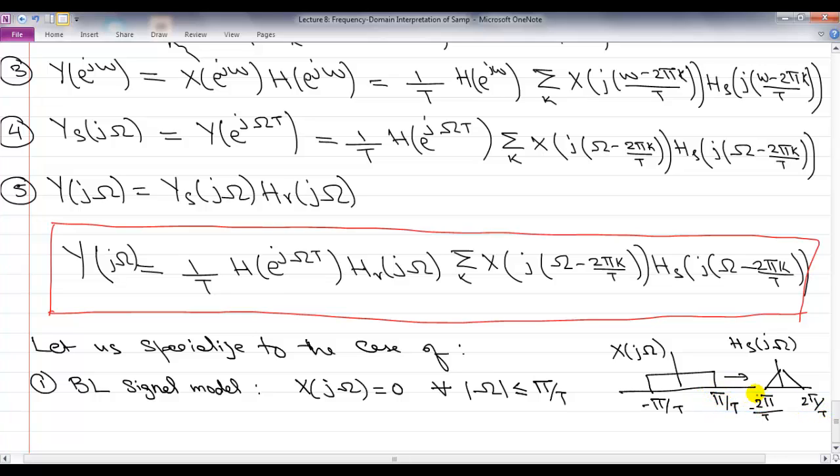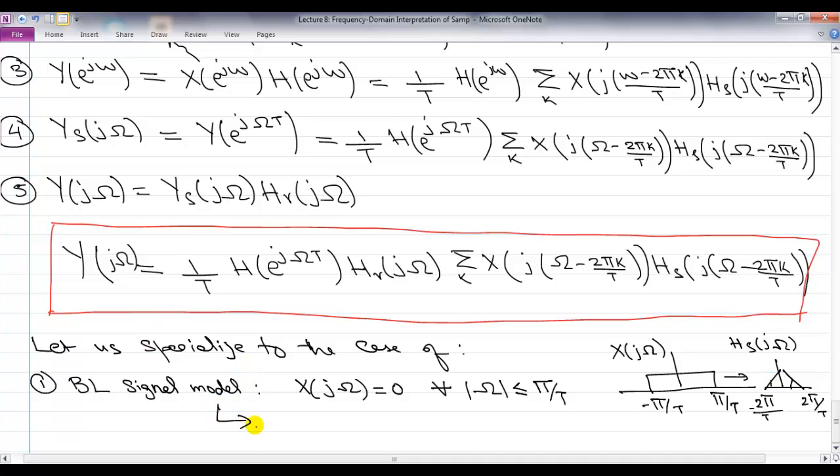It doesn't matter if this filter goes up to 2 pi by T, because I'm only going to pass a band-limited signal through this. So for all intents and purposes, I can just assume that this filter actually ends at pi by T, because having the range of this filter beyond pi by T, we don't care. It's not going to impact my input signal anyway. My input signal is just band-limited.